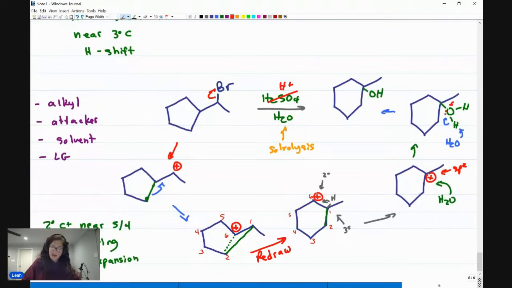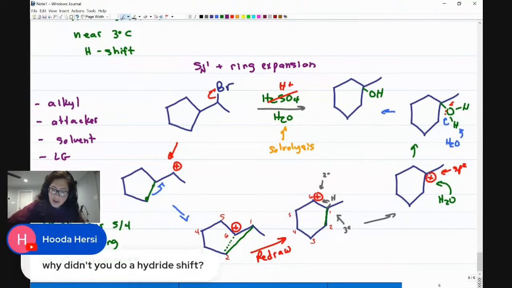And what type of reaction is this? Well, technically, this was a combination of SN1 plus ring expansion, aka a professor favorite. So make sure you feel comfortable with this. Write it out a couple of times until the steps make sense, and you will just ace this on your exam. Question, why didn't you do a hydride shift?